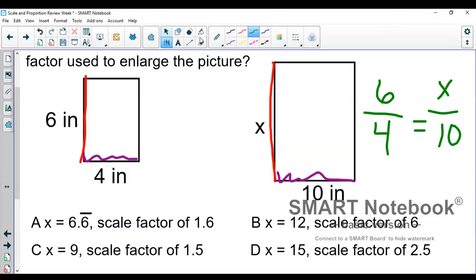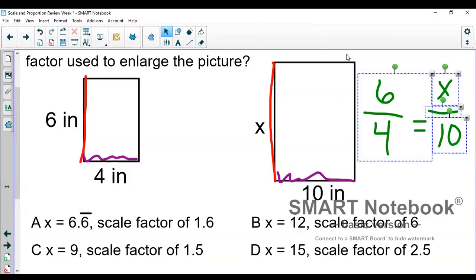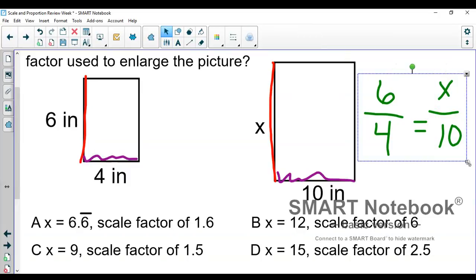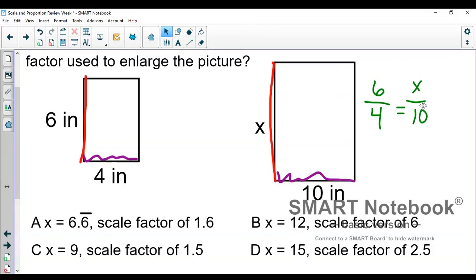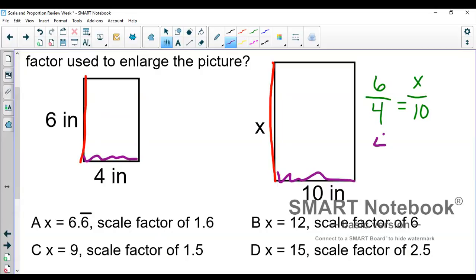Again, from here, this is why this unit should be fairly simple for all of us, because it's the same concept. Once you have your proportions set up, it becomes very easy to solve this. So we're going to cross multiply here. 4 times x is 4x. 10 times 6 is 60. We're going to divide each side by 4, and that's going to give us x as 15.